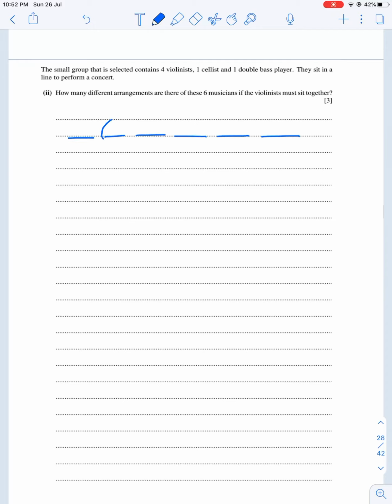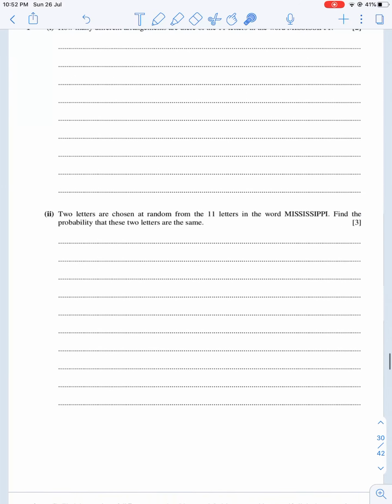Okay, you want the 4 violinists to be together. You can make a group of the 4 violinists. You can make this group anywhere. You can either make it here also. You can make it here also. Okay, so let's count. 1, 2, 3 factorial multiplied by 4 factorial, because there are 4 violinists within the group. The 4 violinists can be arranged in 4 factorial ways because they are all different. Okay, so this will be the answer for this part.